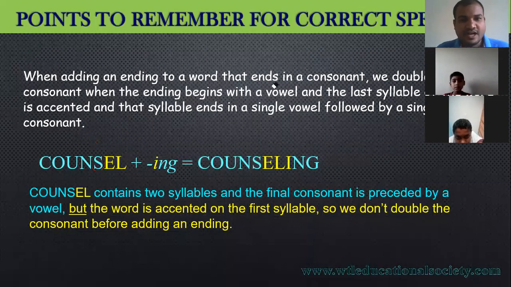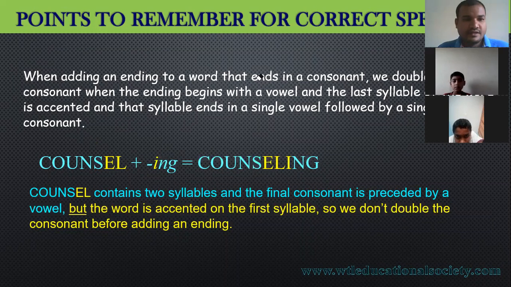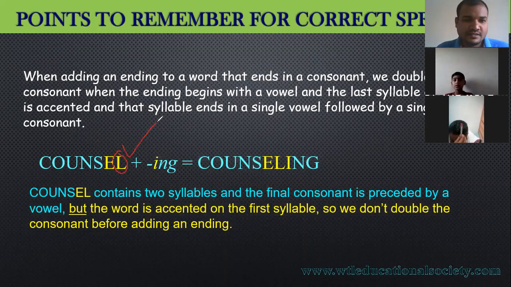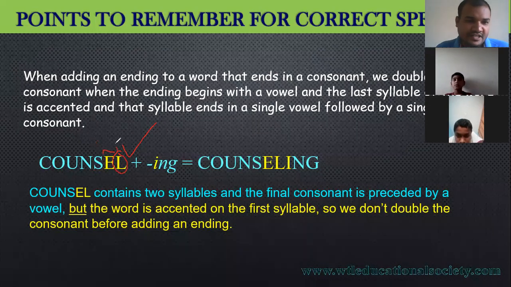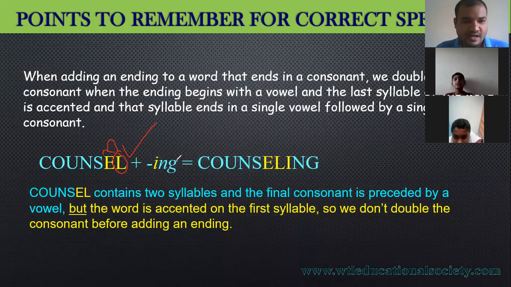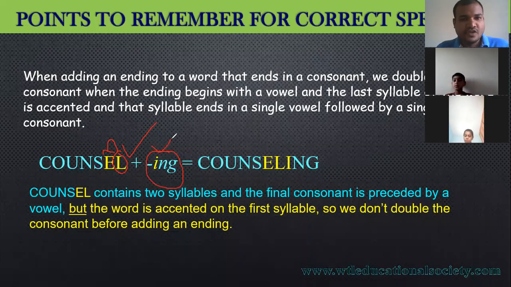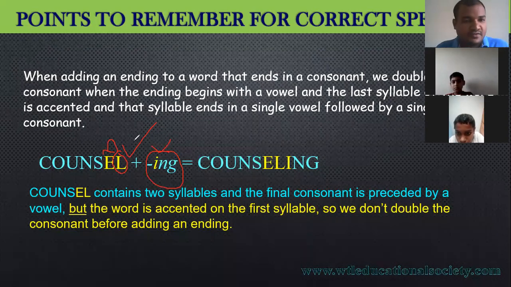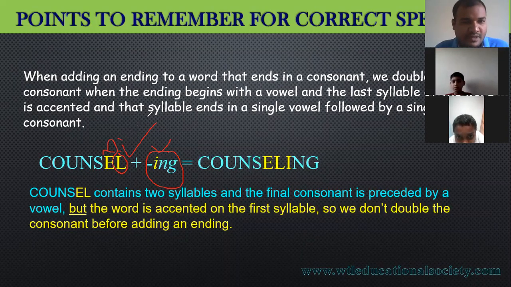So here, observe the same way. The word ending is a consonant, correct? Yes, sir. It is preceded by a vowel, correct? Yes. And the word ending begins with a vowel. So the same rule, right? If it is the same rule as we have done there, there we doubled the letter.